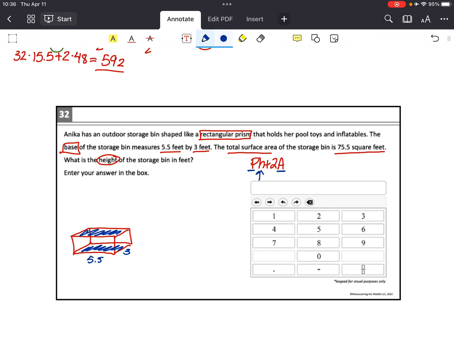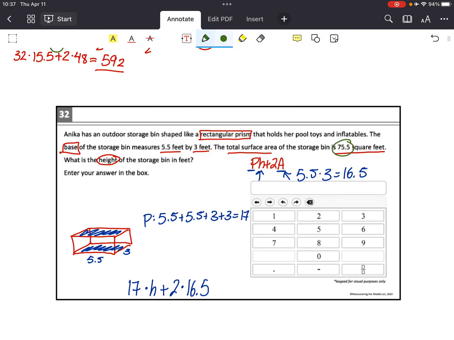So we're going to go ahead and figure out the perimeter, which I know is 5.5 plus 5.5 plus 3 plus 3, and that would give you 17. I can also figure out the area, 5.5 times 3, which would give you 16.5. So filling in everything I know in my formula, I know that the perimeter is 17. I do not know the height, plus 2 times the 16.5. Now I know that the total surface area has to equal 75.5.